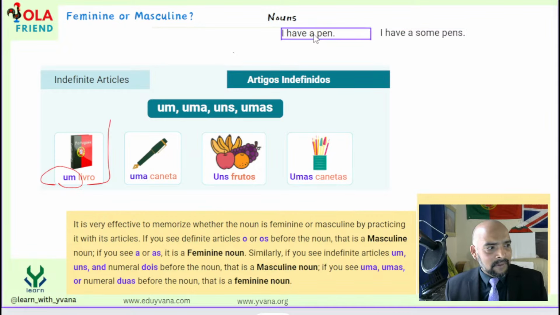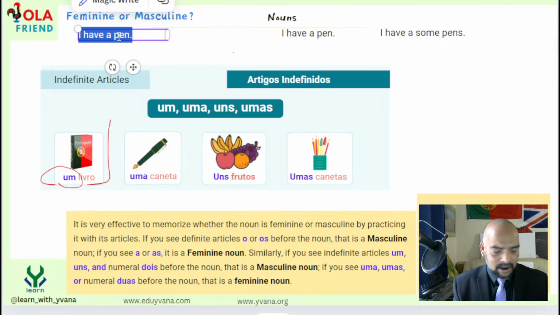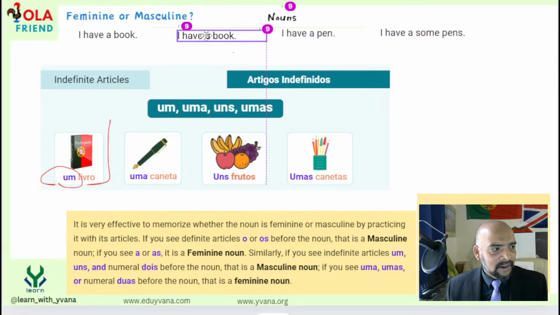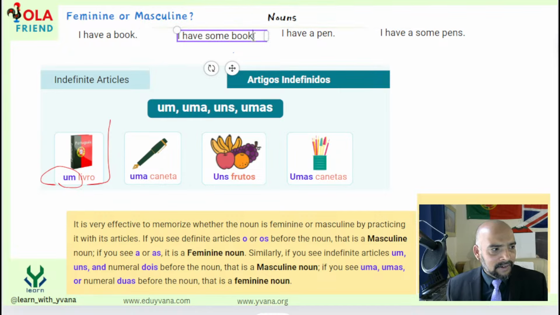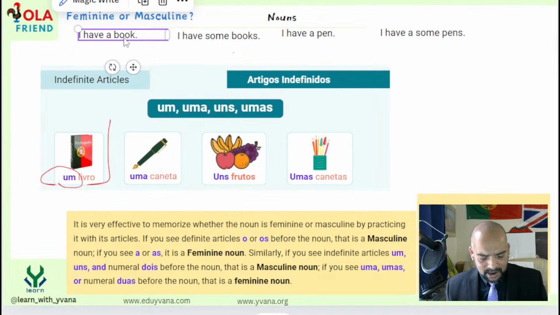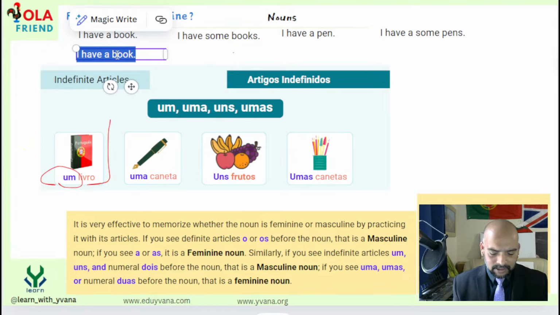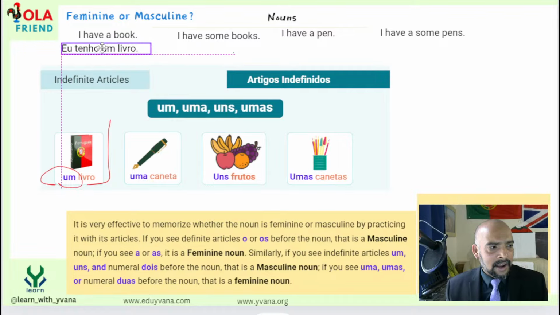And if you have to say "I have a book," how can we say that? And if I have to say "I have some books," then how can we say that? That is the question. So here, for example, for "I have a book," we use the verb ter, and we can say "eu tenho," I have, and then "livro." Eu tenho livro, I have a book.